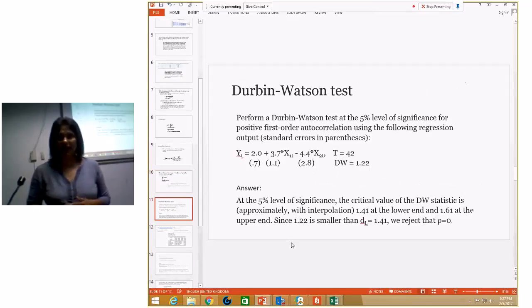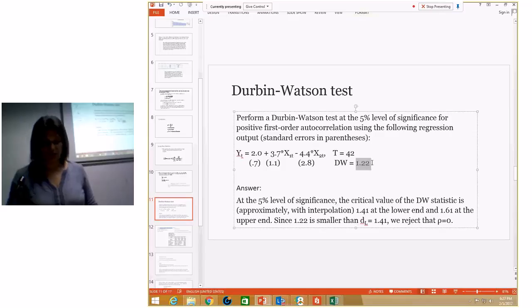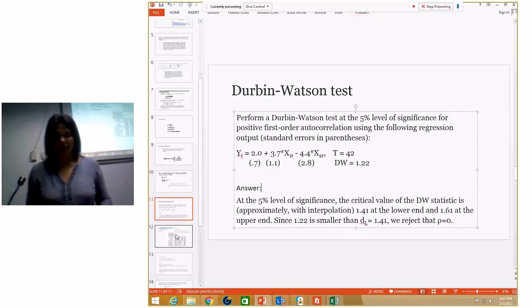The next thing is the Durbin-Watson statistics. The Durbin-Watson statistic is also used to test autocorrelation. In the Durbin-Watson test, the value here is 1.22. It is a lower value, so we can determine there is an autocorrelation problem.